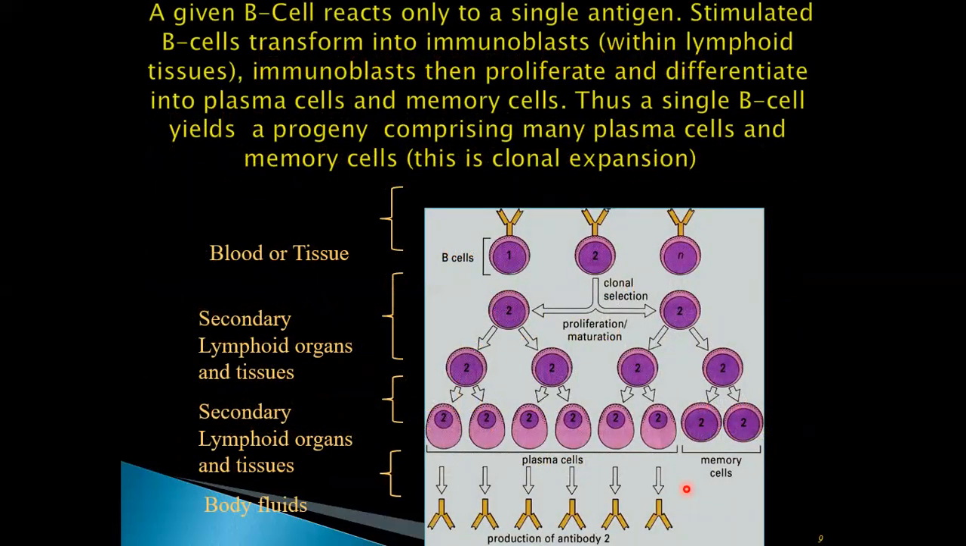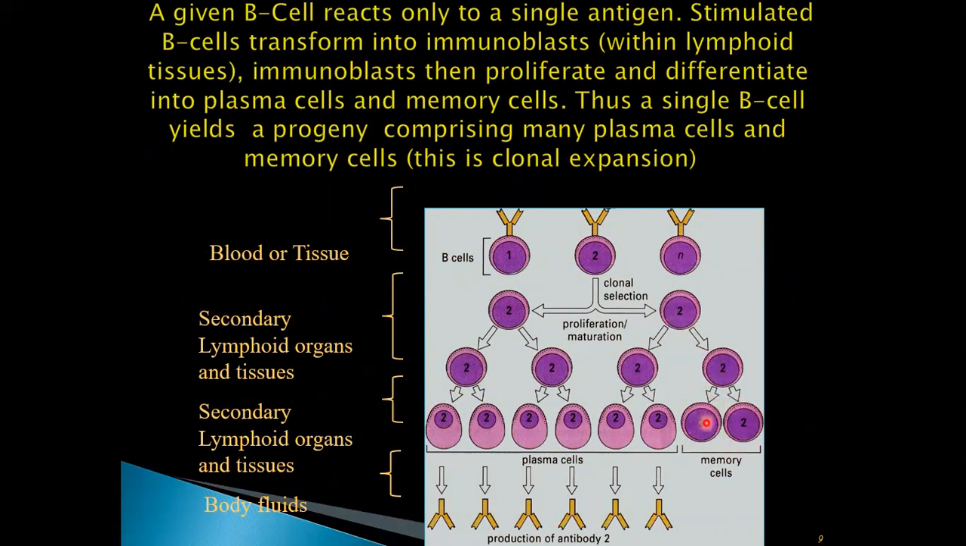Now just look at this here. A single B cell yields a progeny comprising many plasma cells and memory cells. So this picture is summarizing what we just learned from the previous slide, that there are a lot of B lymphocytes. When they become active they undergo clonal expansion, and as a result of clonal expansion, some of them become the memory cells, which become inactive.